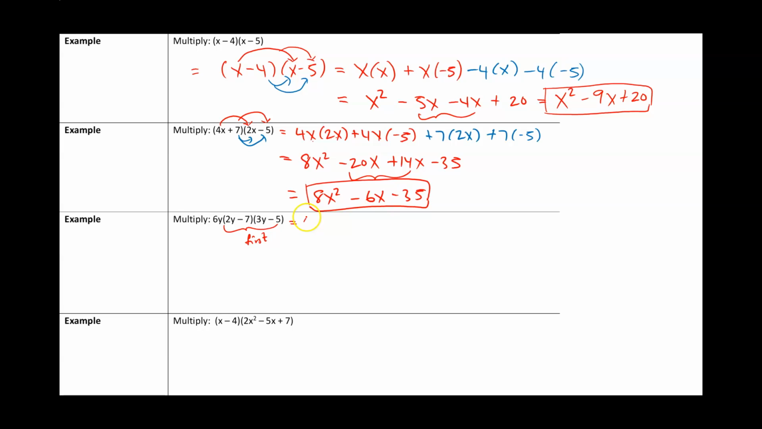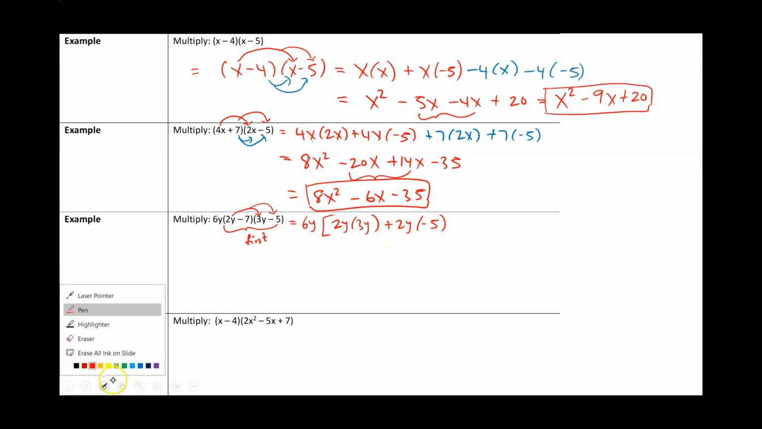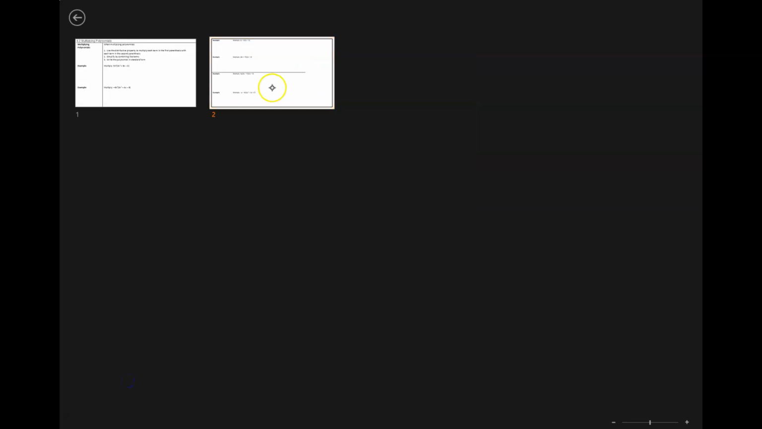So here's what I have. I have that 6y on the outside. I'm not going to forget about that. Okay, and then I have 2y times 3y and 2y times negative 5. So I'm going to write that. I have 2y times 3y, and then I have a 2y times a negative 5. Then I do the same thing with the negative 7. So I have a negative 7 times 3y and a negative 7 times negative 5. Then I'm going to close that bracket.